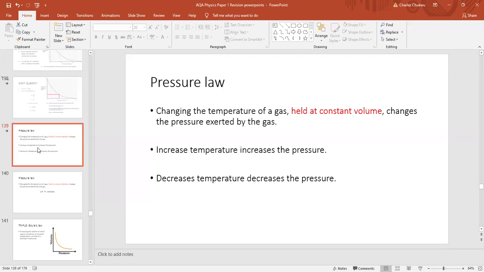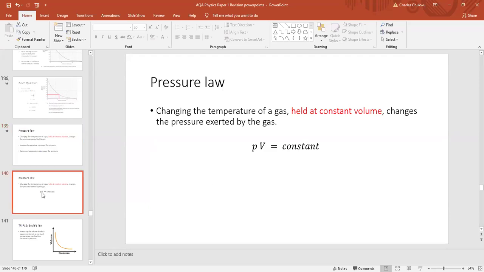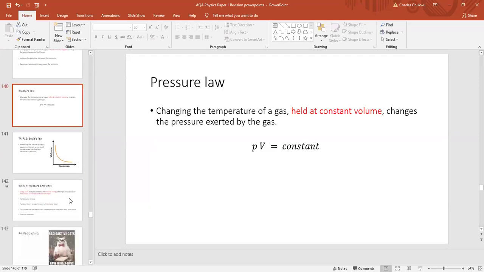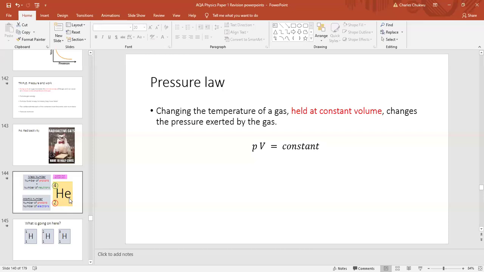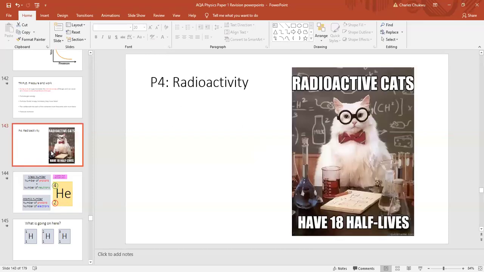The pressure law says that if you change the temperature of a gas that's held at constant volume, the pressure will also change. An increase in temperature increases the pressure. A decrease in temperature decreases the pressure. That's the pressure law: P over T equals a constant.